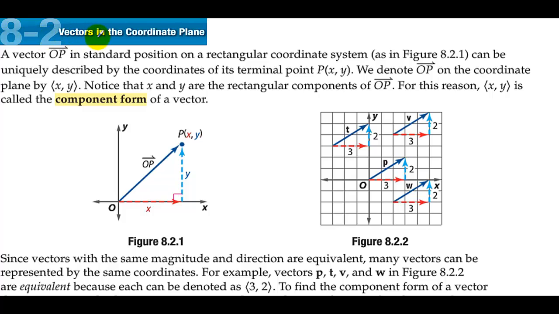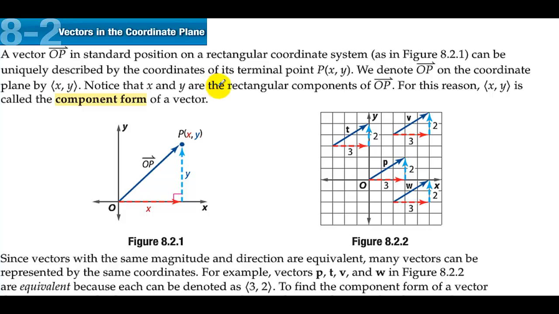This is section 8.2, vectors in the coordinate plane. A vector OP in standard position on a rectangular coordinate system, as in figure 8.2.1, can be uniquely described by the coordinates of its terminal point x, y. We denote OP on the coordinate plane by ⟨x, y⟩, and we're going to use the chevrons to denote that this vector is in standard position.